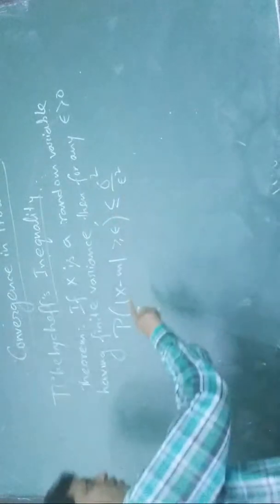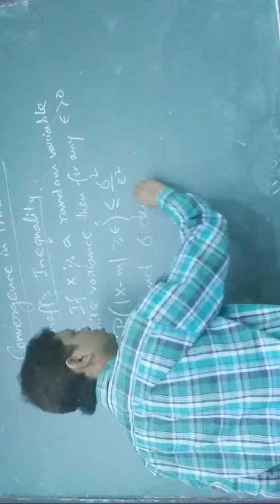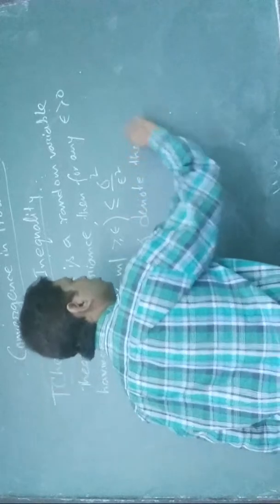So I will explain the geometrical or physical significance of this, where m and sigma denote the mean and standard deviation of x.